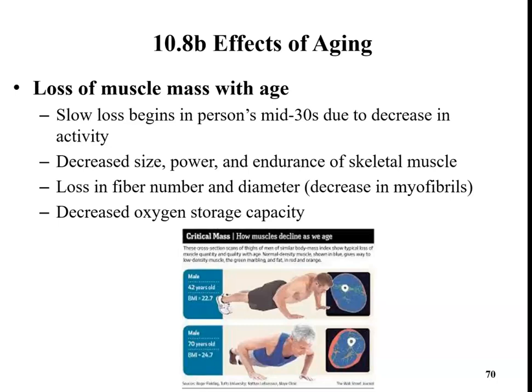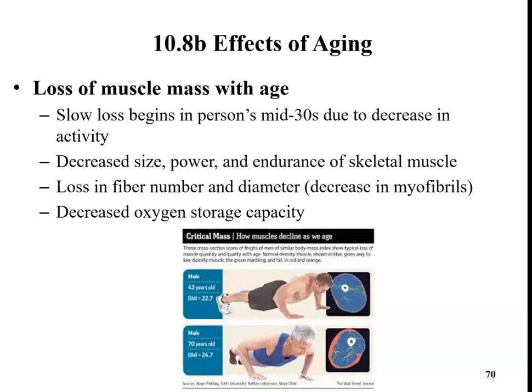All right, what happens to muscle mass when we age? Well, we start losing muscle. Slow loss is going to begin around the mid-30s, and this is due to a decrease in metabolic activity. Your metabolism starts to slow down in your mid-30s and just continues on a gradual decline for the rest of your life. Something to look forward to.